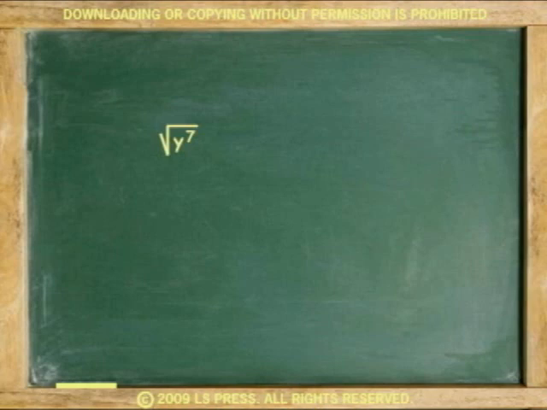Another example. Simplify the square root of y to the 7th. Use prime factorization to simplify the radical. How many pairs of y's under the radical? 3. So 3 y's come out and 1 stays.